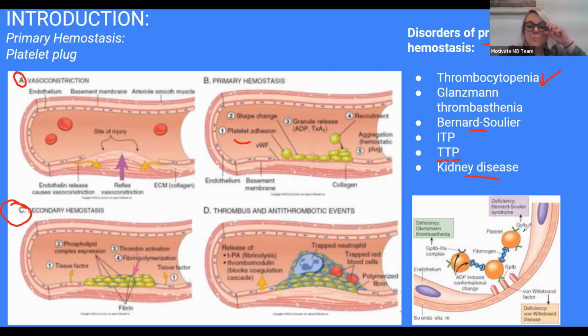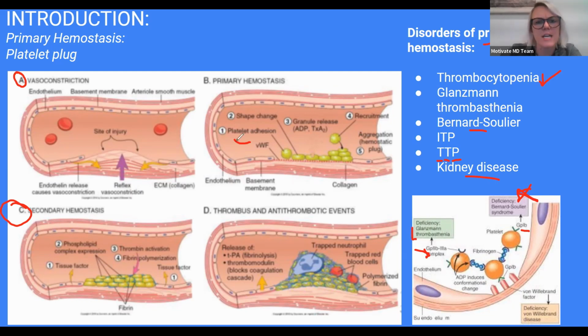Here's a little picture down on the bottom right-hand corner. When we talk about Bernard-Soulier, we see a deficiency in glycoprotein 1B, which leads to a lack of adhesion of the platelets. So it can cause bleeding as a result. And then Glanzmann is this other glycoprotein, 2B3A. That's less important for you to know. I'm not going to ask you about that.